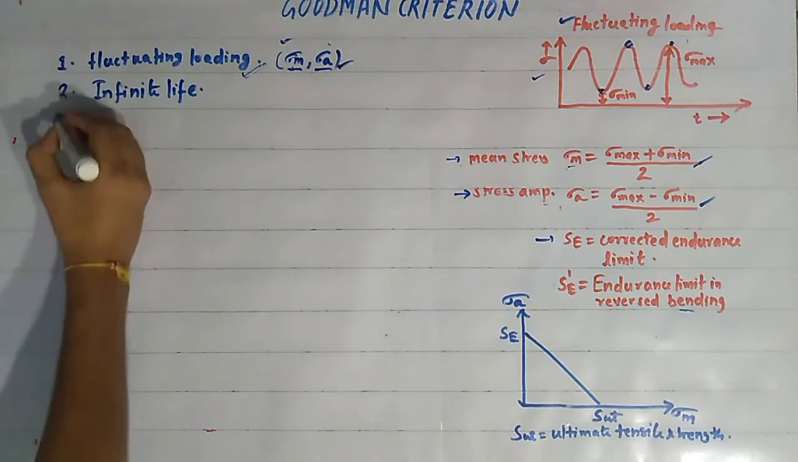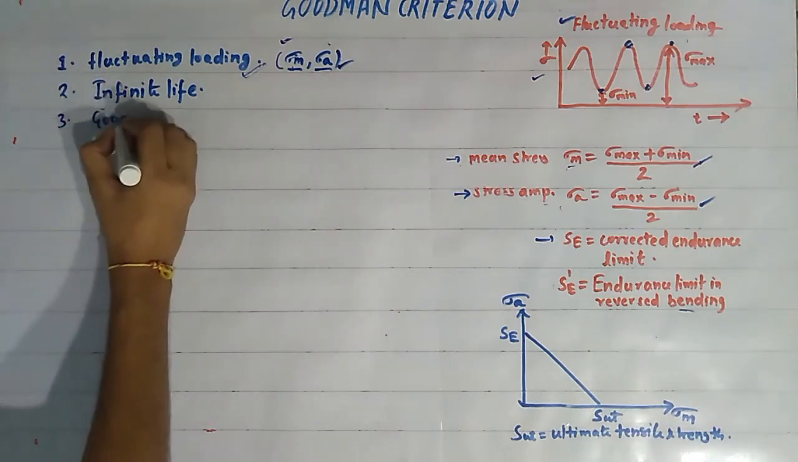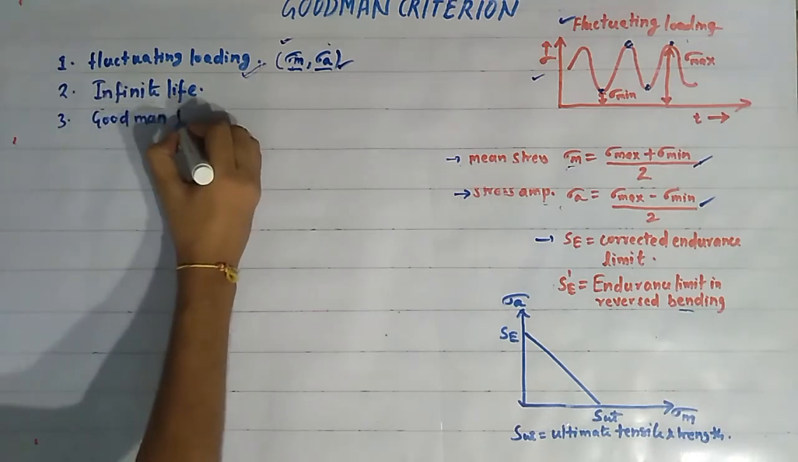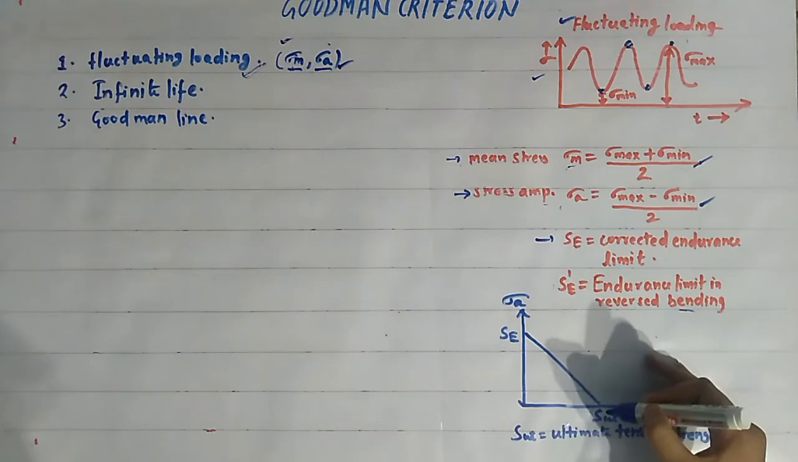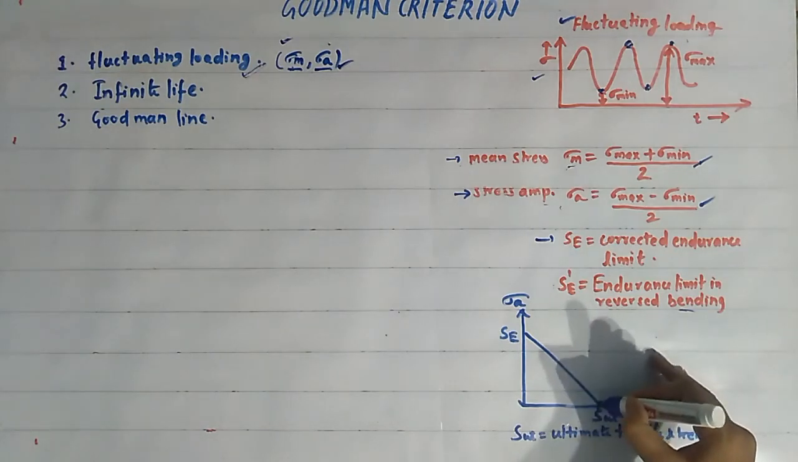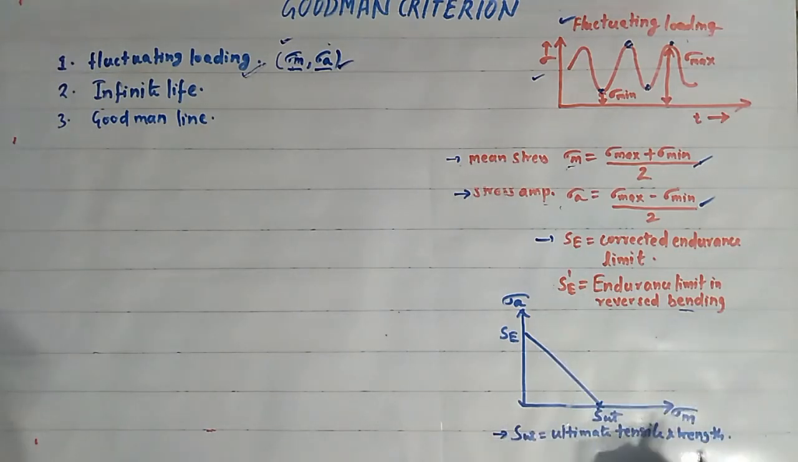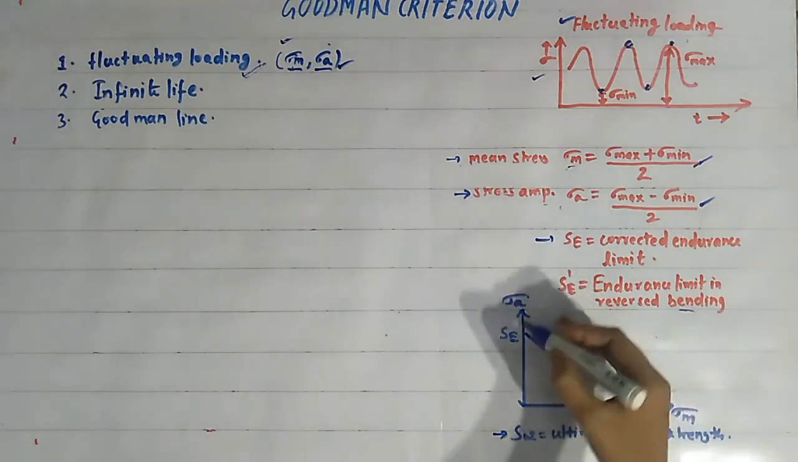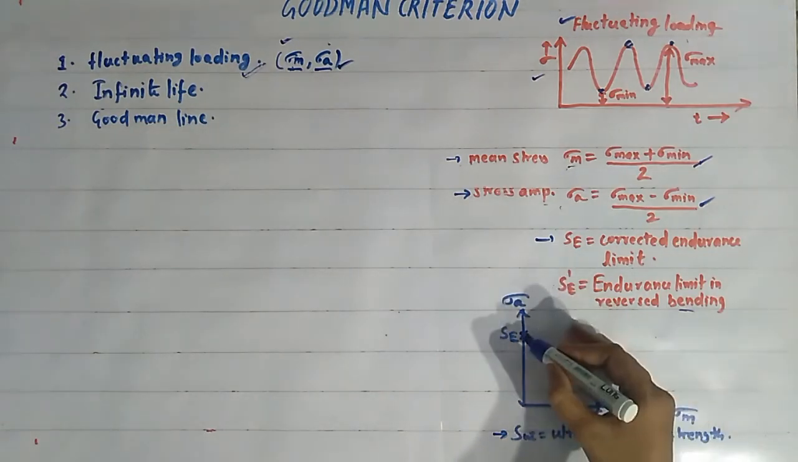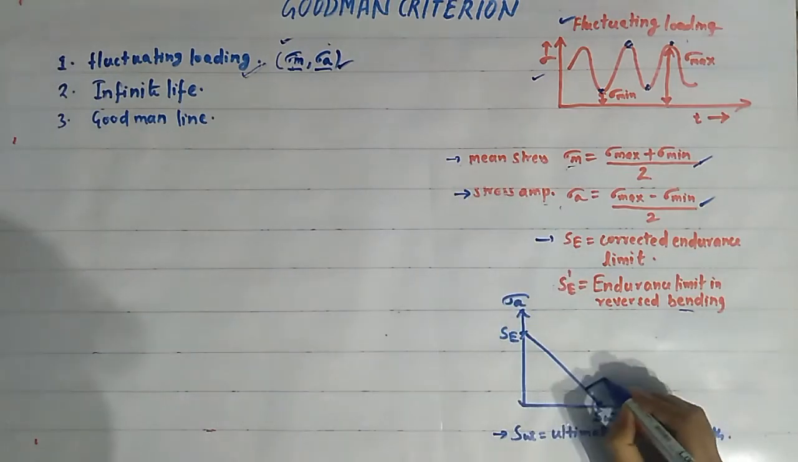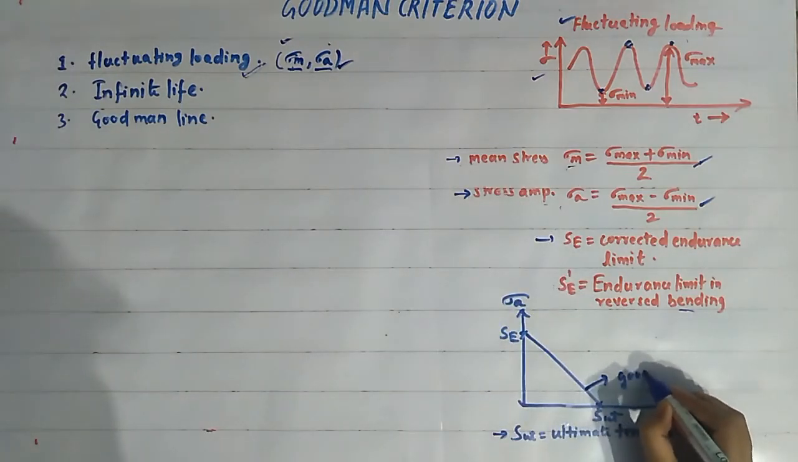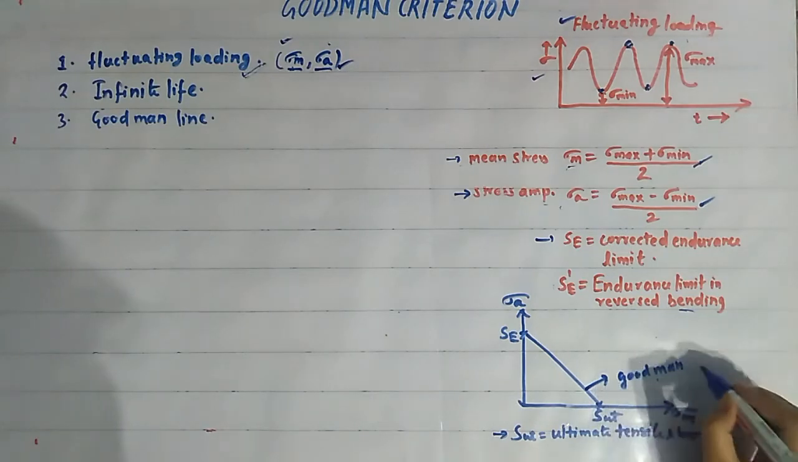Now we will see the Goodman line. What is the Goodman line? We will also find the equation of this Goodman line. Friends, this is the graph showing the Goodman criteria. That is, the line which connects the SUT, the ultimate tensile strength of the material, on the sigma m axis, and the SE, the corrected endurance limit, on the sigma a axis, is called the Goodman line. So this is a Goodman line.